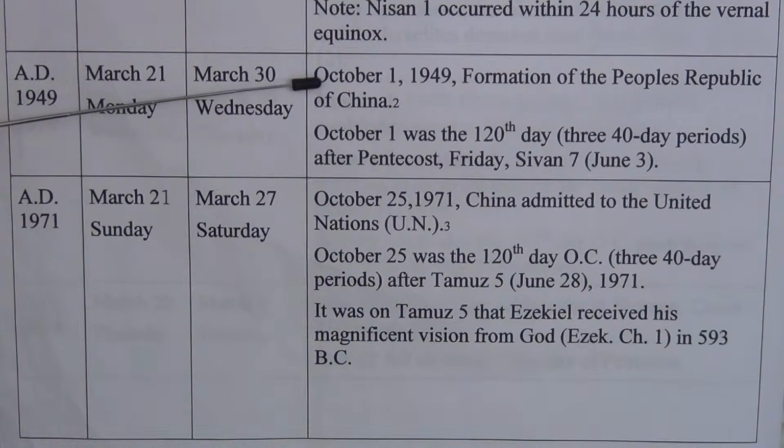October 1, 1949, formation of the People's Republic of China. October 1 was the 120th day, 340-day periods after Pentecost, Friday, 7/7. October 25, 1971, China admitted to the United Nations. October 25 was the 120th day, ordinal count, 340-day periods after Tammuz 5, June 28, 1971. It was on Tammuz 5 that Ezekiel received his magnificent vision from God, chapter 1, in 593 BC.